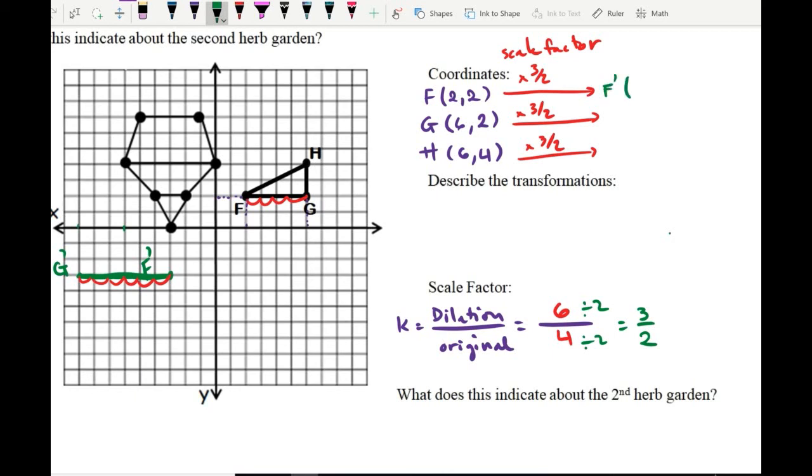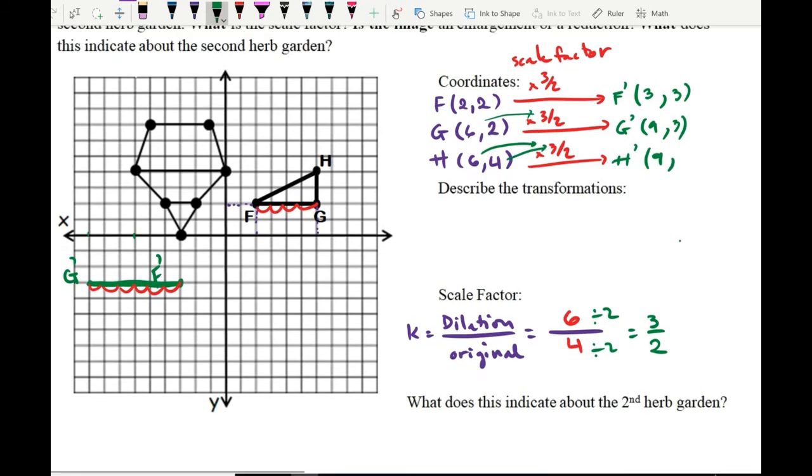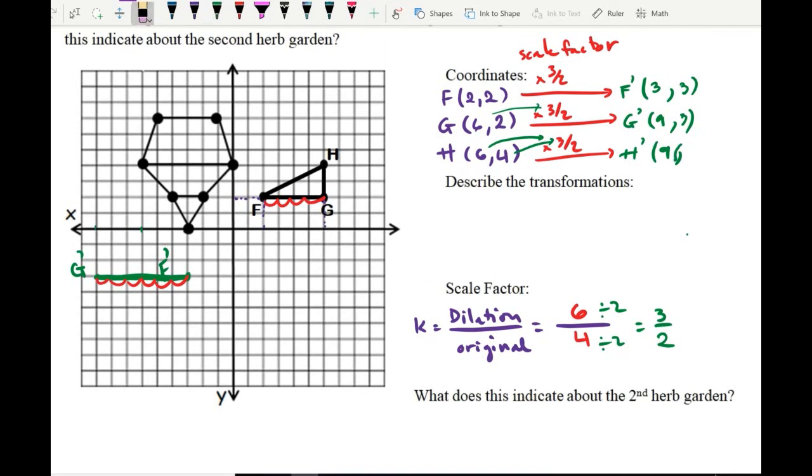So F prime: 2 times 3 is 6, divided by 2 is 3. 2 times 3 over 2 is another 3. G prime: 6 times 3 is 18, divided by 2 gives you 9. And 2 times 3 over 2 gives you 3. And H prime, same thing: 6 times 3 divided by 2, so that will be 18 divided by 2 is 9. 4 times 3 is 12, divided by 2 is going to be 6. So (9, 6).